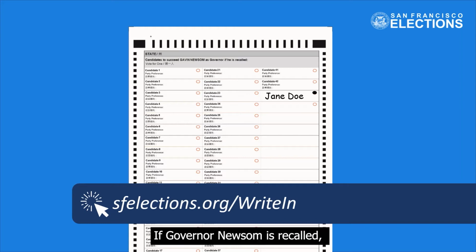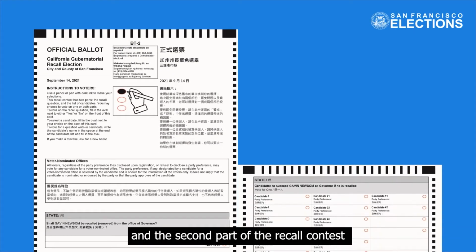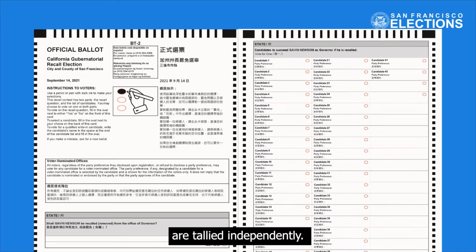If Governor Newsom is recalled, most voters selected yes in the first part of the recall contest. The replacement candidate receiving the most votes in the second part will replace him as governor. Votes in the first part and the second part of the recall contest are tallied independently. If there are more yes votes than no votes in the first part of the contest, then the candidate who received the most votes in the second part will be elected as governor.